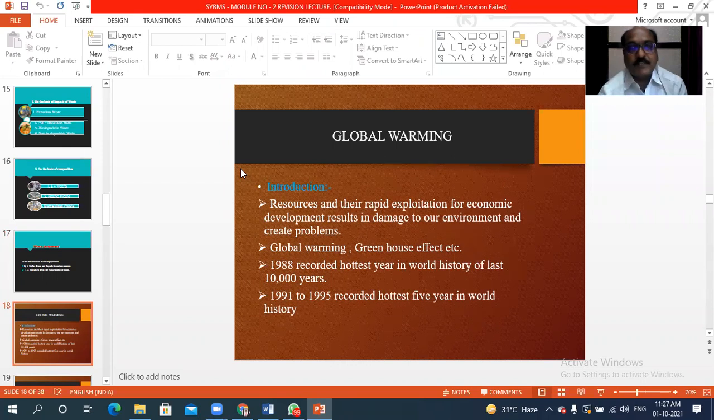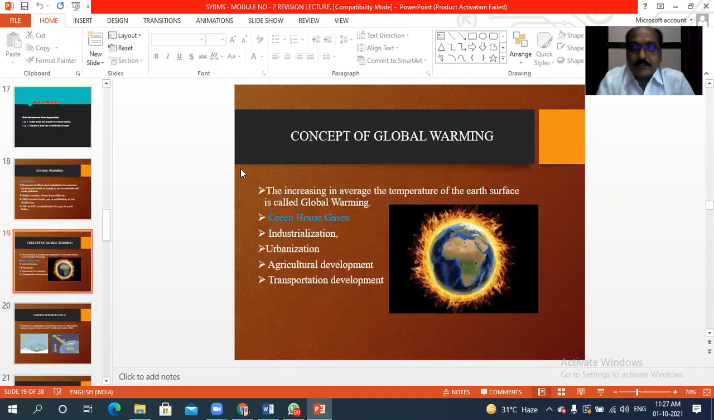In this topic, I had discussed global warming. It is a very serious issue at present. Most of the people in the world are suffering from this environmental issue. So listen, what is global warming? Global warming means, dear students, an increase in the average temperature of the surface of the earth. You see in this picture, the surface of the earth has become very warm.